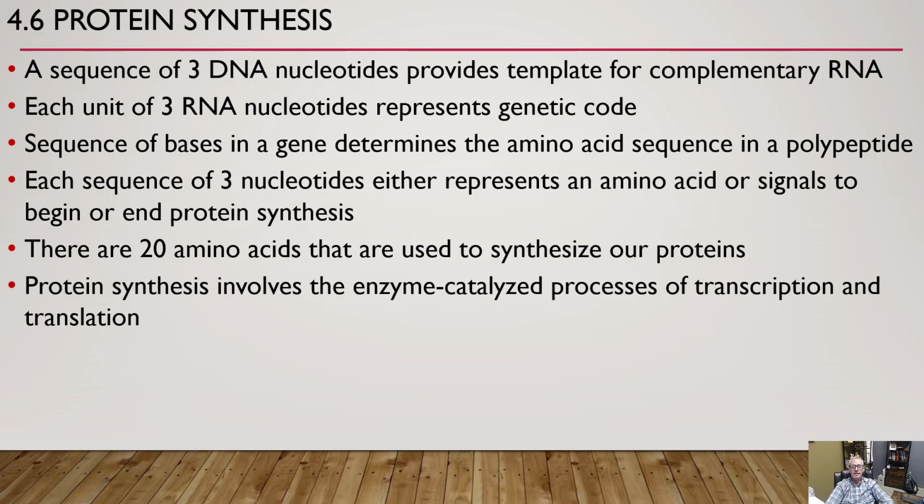So we're going to take that DNA sequence and make an RNA sequence through transcription and translation. We're going to take the 3 nucleotides, and they're going to represent either an amino acid or signals to start or stop the synthesis of whatever protein we're going to create. We have 20 amino acids in our body, but we have to know when to start and stop this whole replication process. And of course, we have to have enzymes that catalyze both this transcription and translation process.